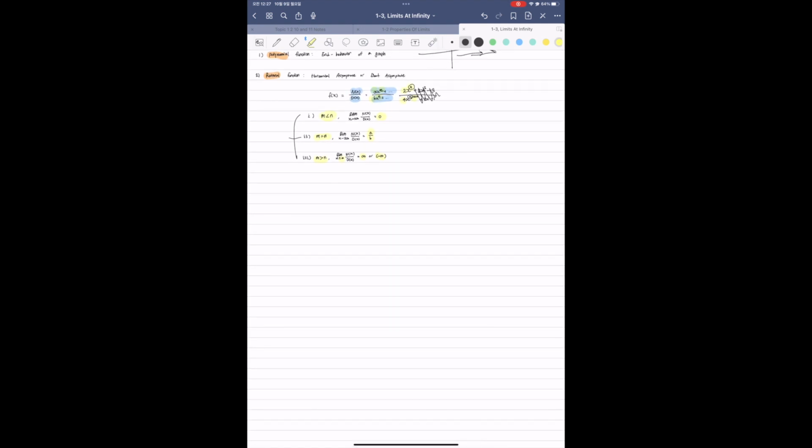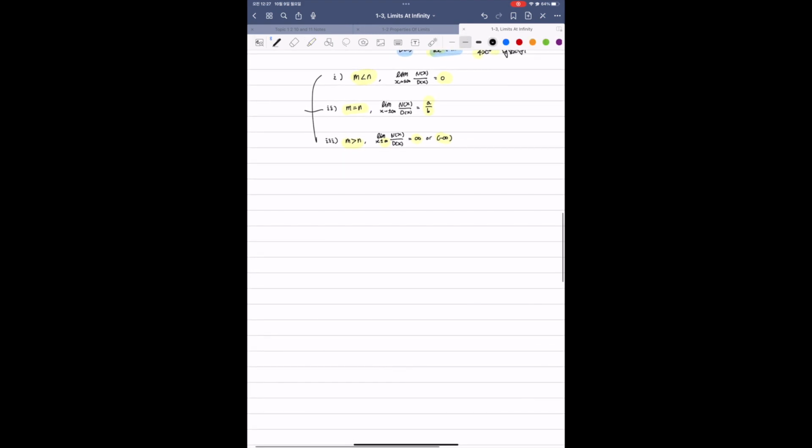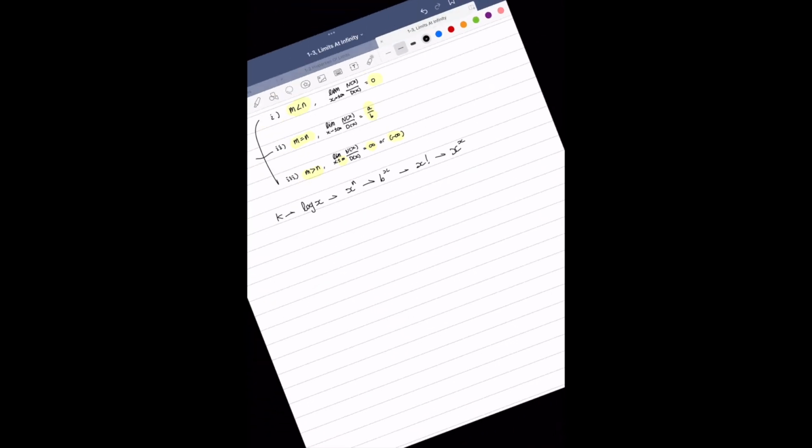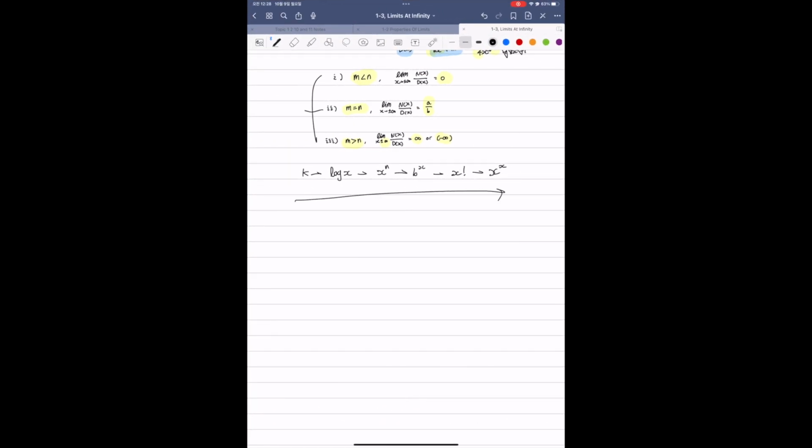And then this is really important, that you have to know: k, which is just a random number, then log x, then x to the nth power, then b to the x power, then x factorial, towards x to the x power. This is a list of functions by how fast they grow for a large x in increasing order. You have to know this.